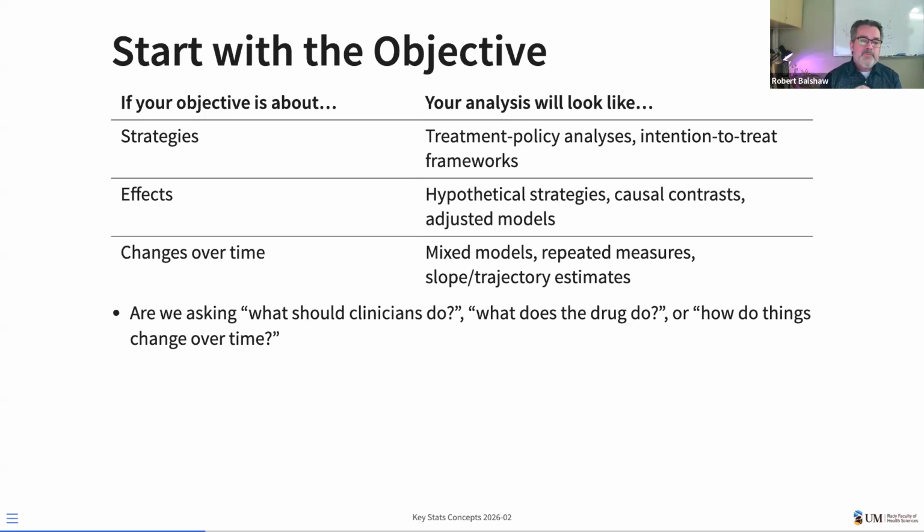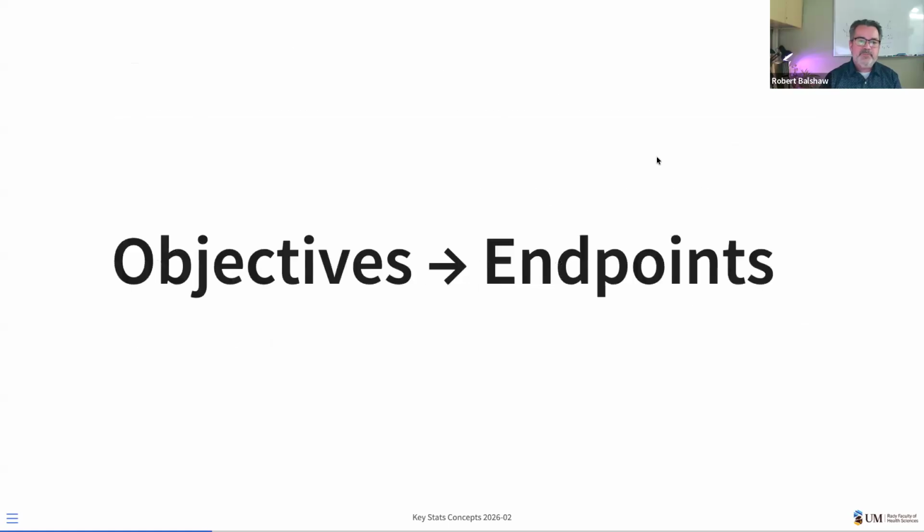between groups. So things like, are we asking what should clinicians do? What does the drug do? Or how do things change over time? That's what's going to shape what type of objective we have, and downstream of that, what kind of analysis we're likely to get into.